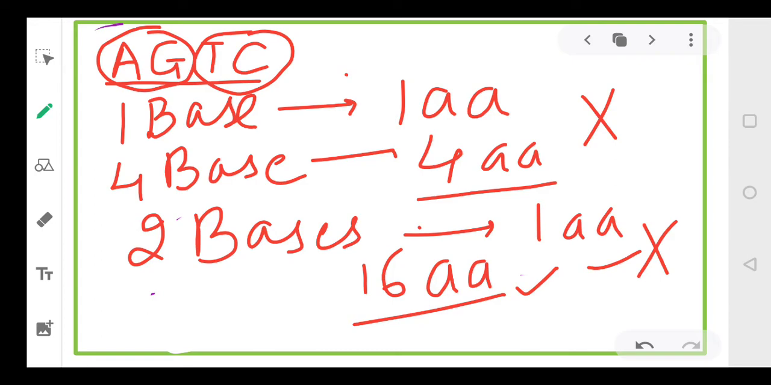Now there was a scientist named George Gamow.